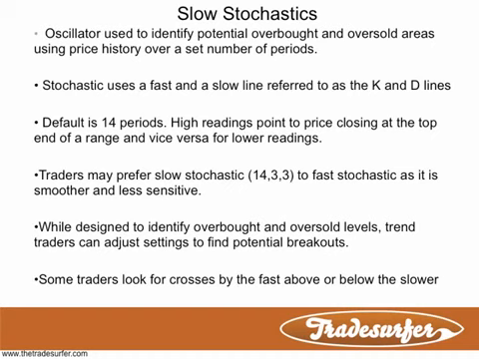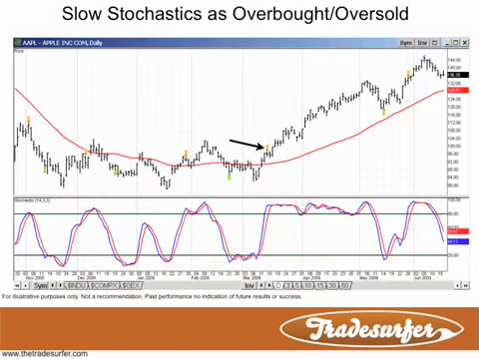But it uses a fast and a slow line referred to as the K and the D lines. Now high readings point to a closing price at the top end of the range and vice versa for lower readings. And while it's designed to identify overbought and oversold levels, as I mentioned, trend traders can use this by adjusting the settings to find potential breakouts. And actually some traders do look for crosses by the fast line above or below the slower line.